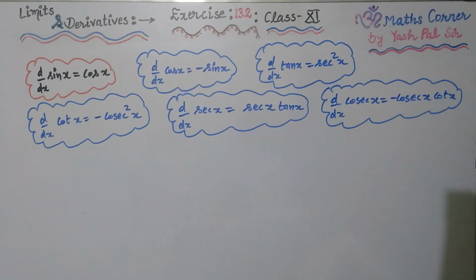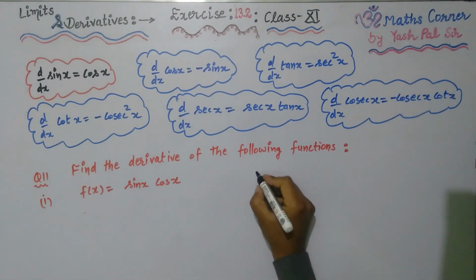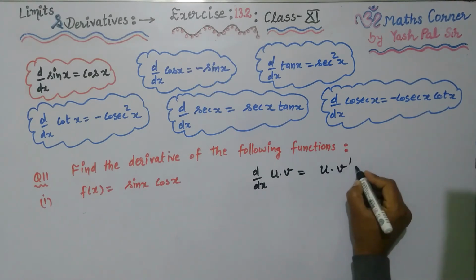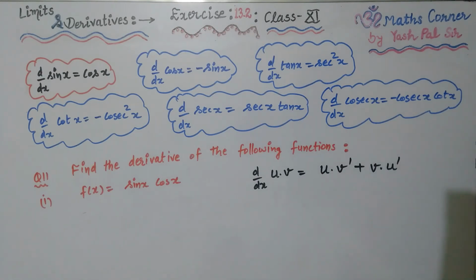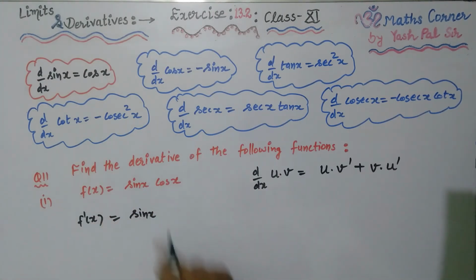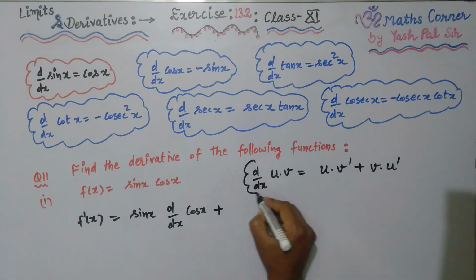Right? Now we move towards question number 11. The statement is find the derivative of the following functions. Number 1, f of x is equal to sine x into cos x. So my dear students, here we apply the product rule of derivative. What is that? This is derivative of u into v is equal to u into v dash plus v into u dash. So here what we do, f dash x is equal to sine of x into v dash, meaning second function, its derivative. That is, we write derivative of cos of x. Next is plus sign.